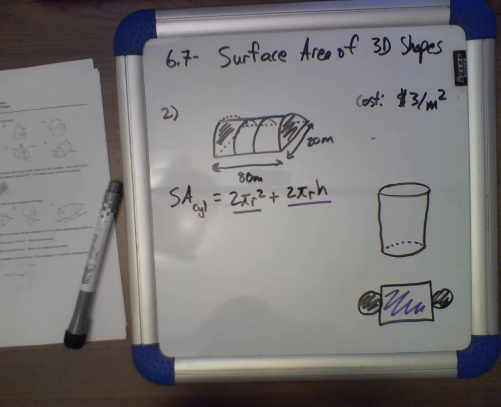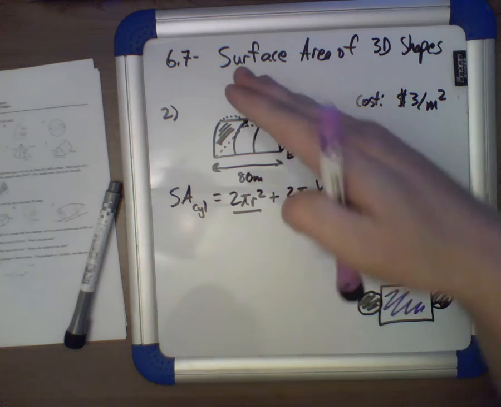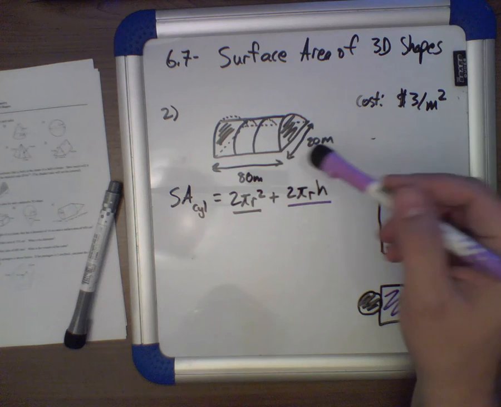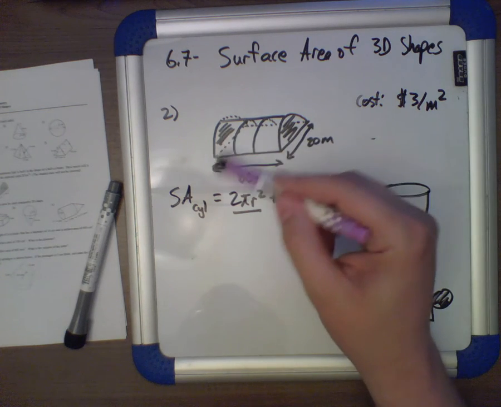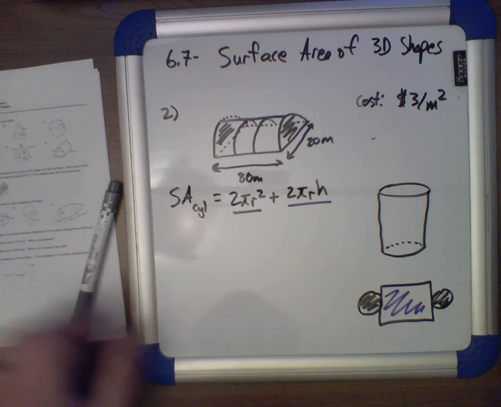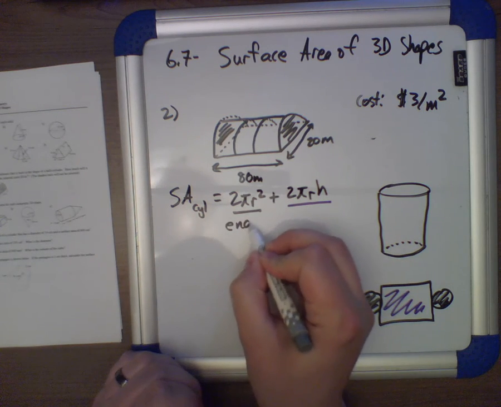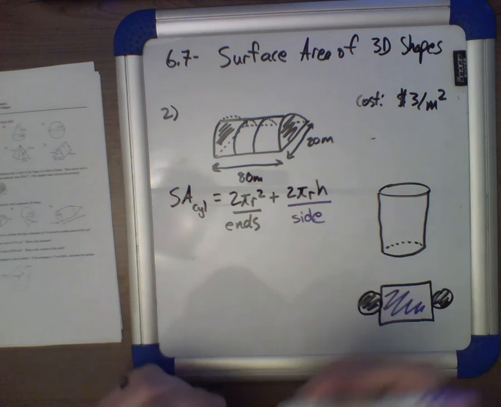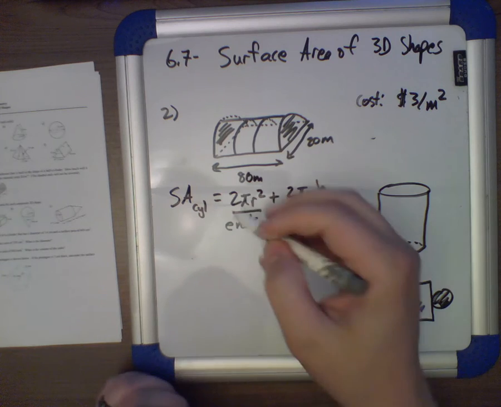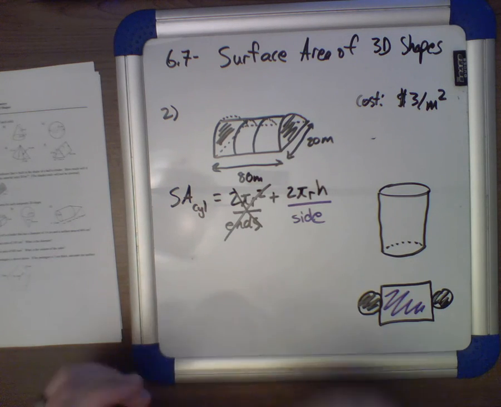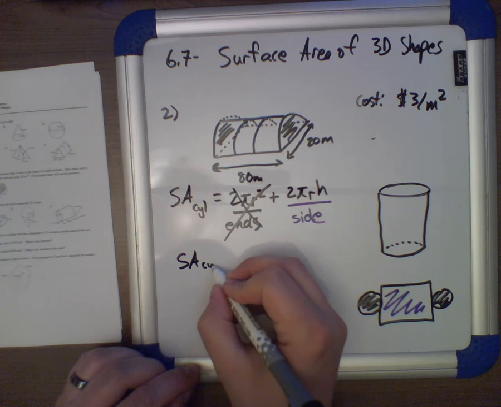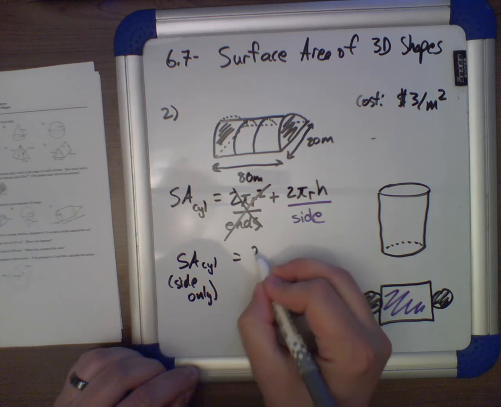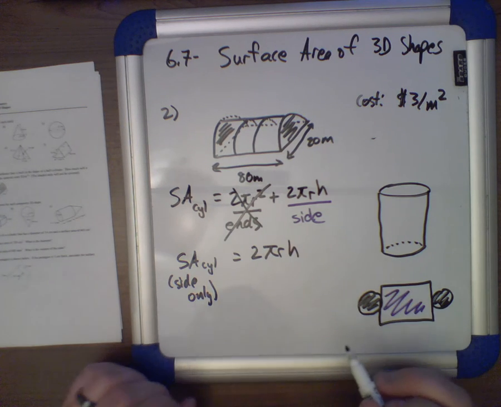Now, what do we know about our question? I know that we're only figuring out how much plastic we need to cover the roof of our cylinder. I don't care about the ends. That means that any part of my equation that deals with the ends of my cylinder can be ignored. So we just said this part deals with the ends, and this part deals with the sides, or side. So I can eliminate the part dealing with the ends. So we're going to not include this in our calculation. So surface area of our cylinder, side only, is 2 pi r h.